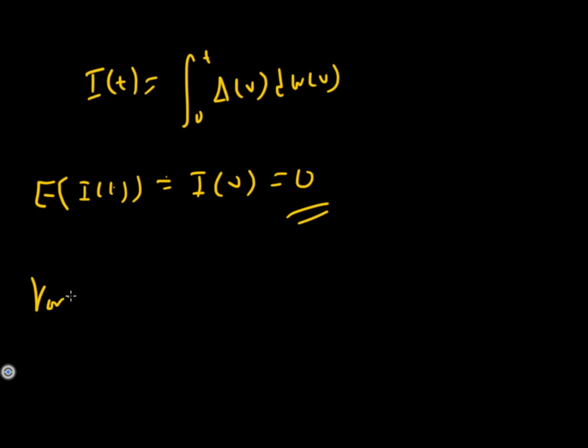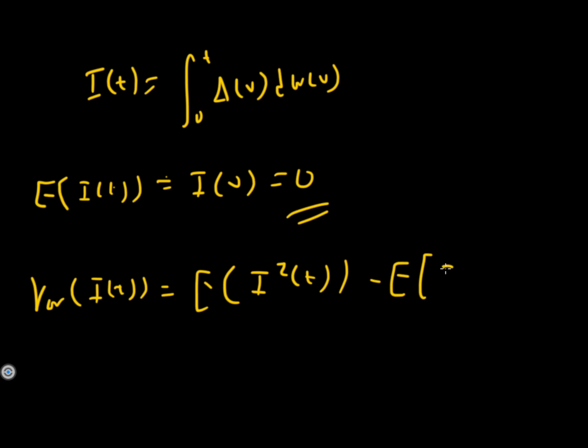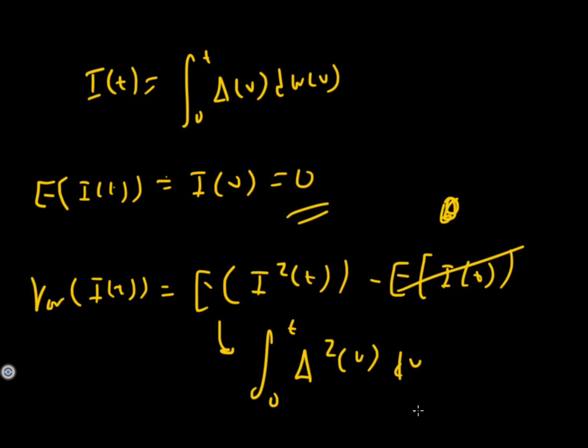And when we take the variance of it, this is going to simply give us the expected value of I squared t minus the expected value of It. And since we know this is 0, and through the Ito isometry formula, we know that this is the integral from 0 to t of theta squared u du. So simply the variance will be given through the Ito isometry formula.